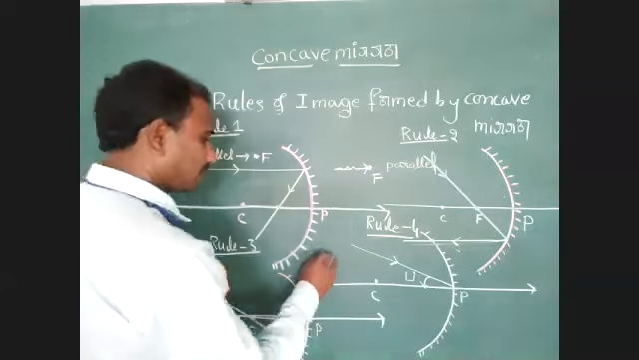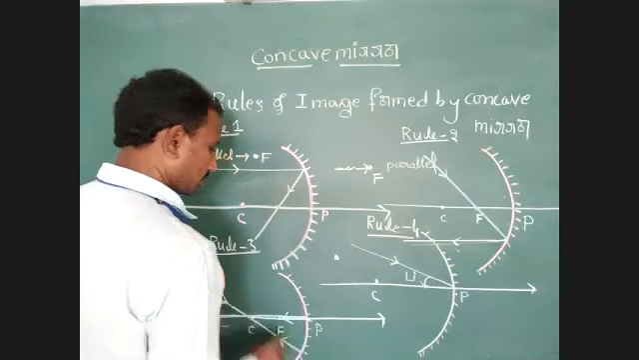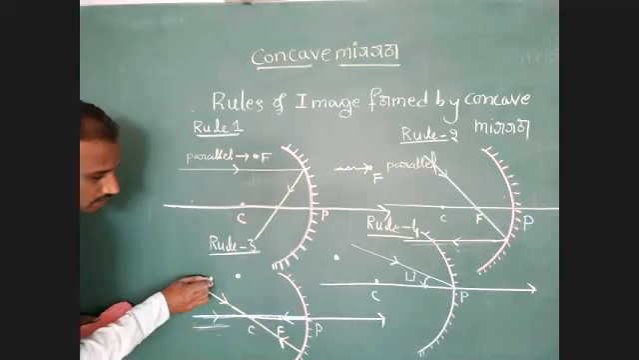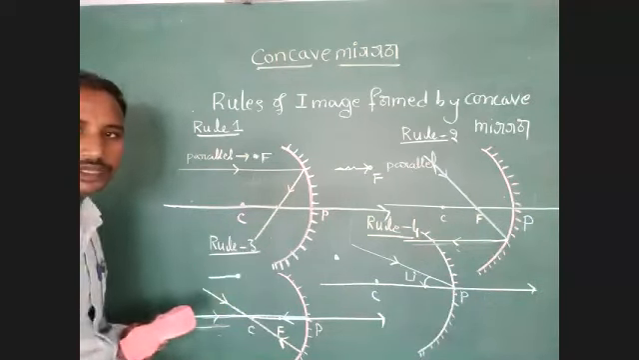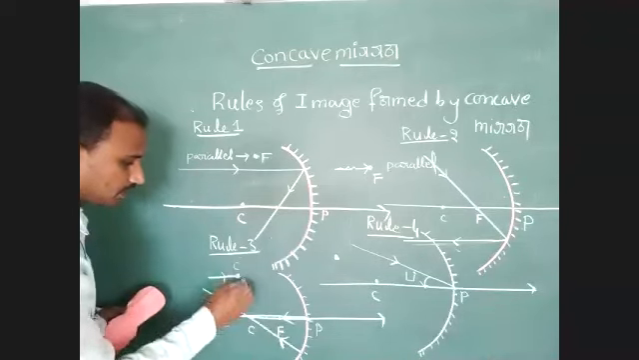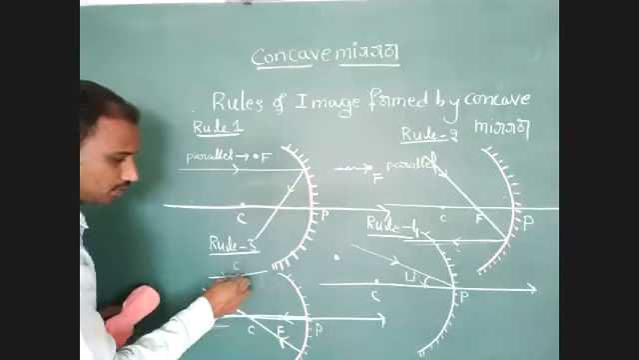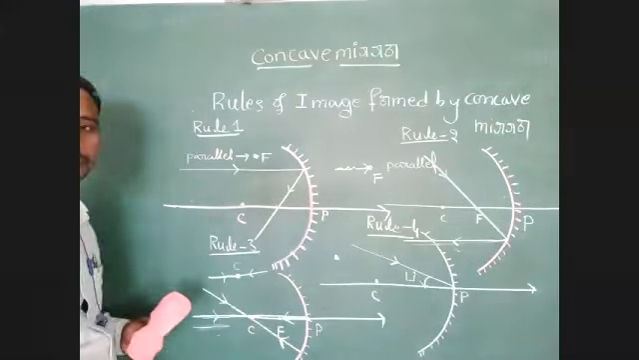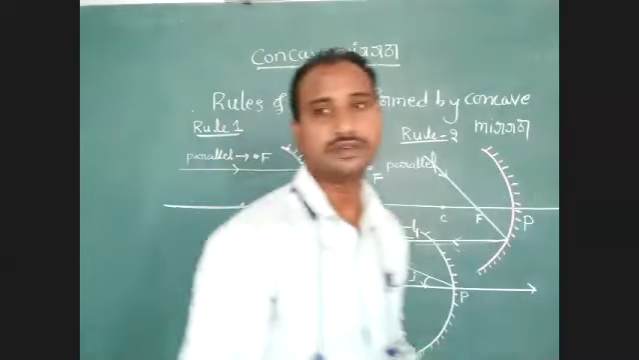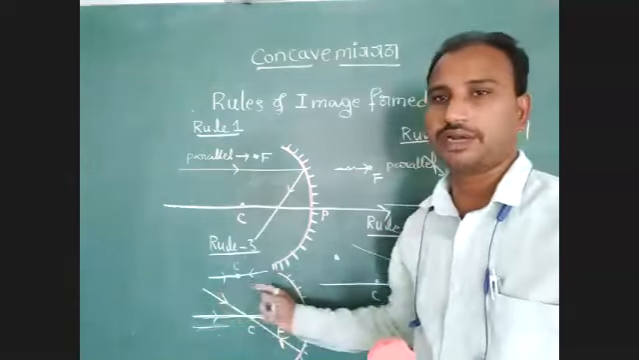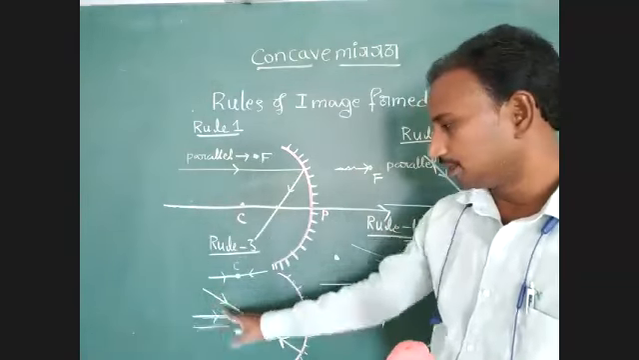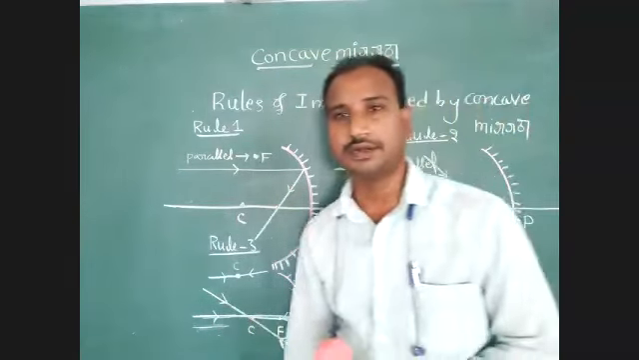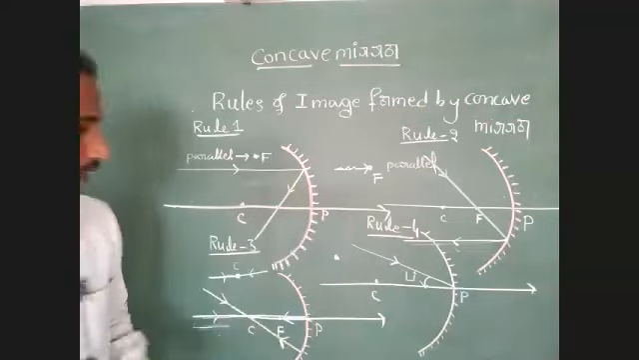Here we can identify that the incident ray direction is perpendicular to the curved surface and it is passing through the center of curvature. The reflected ray rebounds from that curved surface, and then it is passing through the center of curvature. Both are passing through the center of curvature. Initially the incident ray is passing through the center of curvature. After reflection, the reflected ray is passing through the center of curvature. Understood, students? It is rule 3.